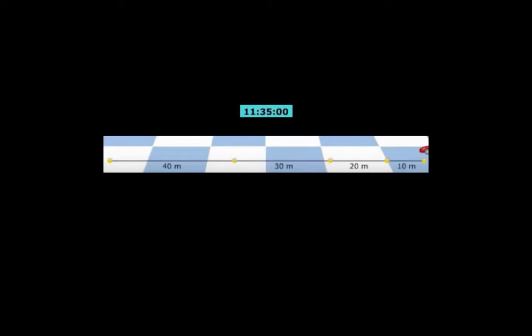This vehicle, on the other hand, does not travel uniformly. For every 1 second, it seems to travel a different distance. For the first second, 10 meters. The second second, 20 meters. The third second, 30 meters. And finally, the fourth second, it seems to travel 40 meters.